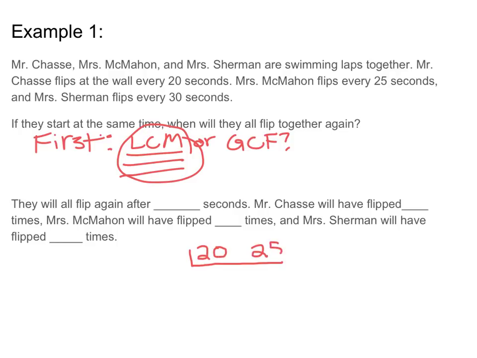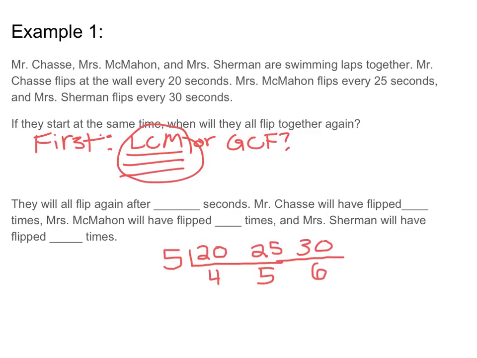20, 25, and 30. But other than that, it works the exact same way. So we're looking at 20, 25, and 30. What number do we know goes into all 3? We like 2s, but 2 doesn't go into 25. But 5 goes into all of them. So we put a 5 on the outside, and then we divide. So 20 divided by 5 gives us 4. 25 divided by 5 gives us 5. And 30 divided by 5 gives us 6. Now I look at my numbers down below, the 4, 5, and 6. Do any of them have a common factor? No.